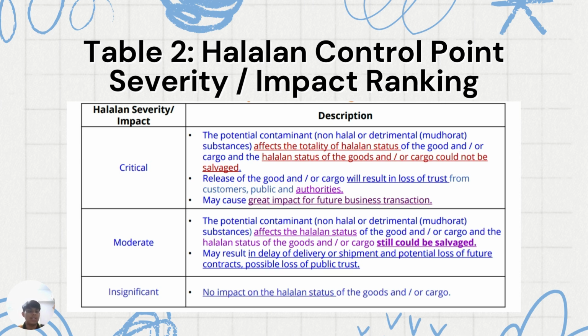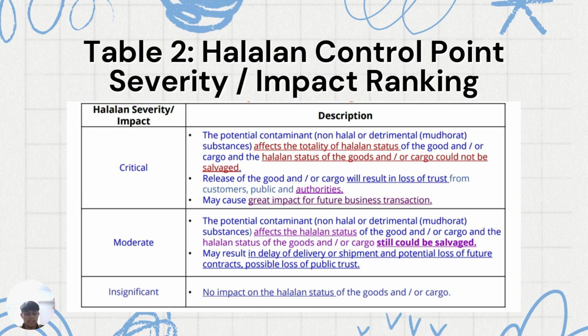We move to the second one, which is moderate. It means like semi. It is bad but it is not that bad to be critical. The first one is the potential contaminant, non-halal or detrimental, which is moderate substances, affects the halal status of the goods and or cargo, and the halal status of the goods and or cargo still could be salvaged, may result in delay of delivery or shipment and potential loss of future contracts, possible loss of public trust.